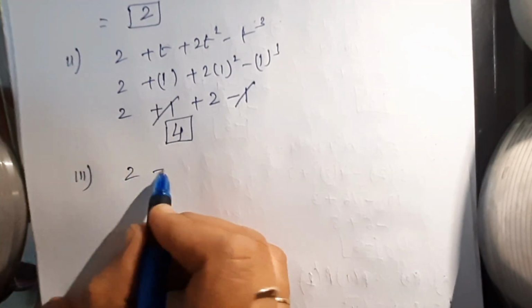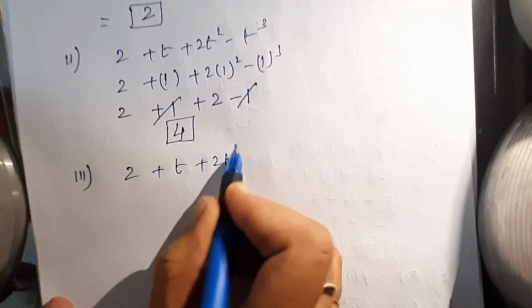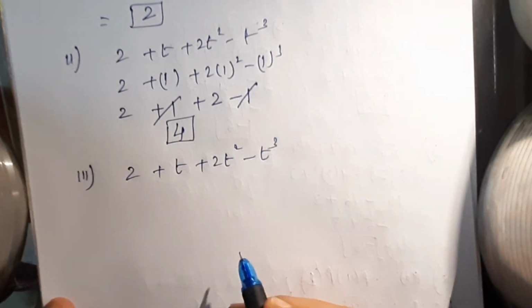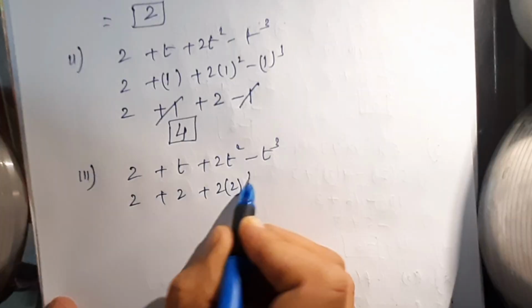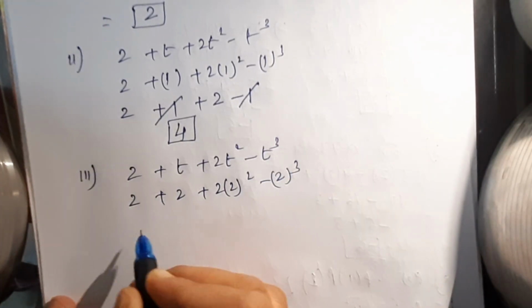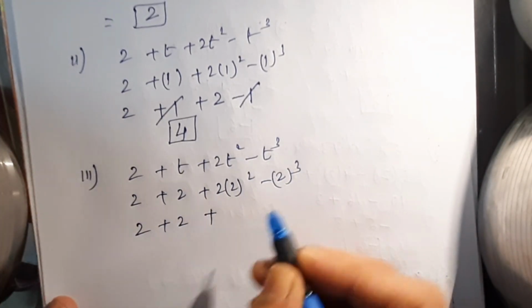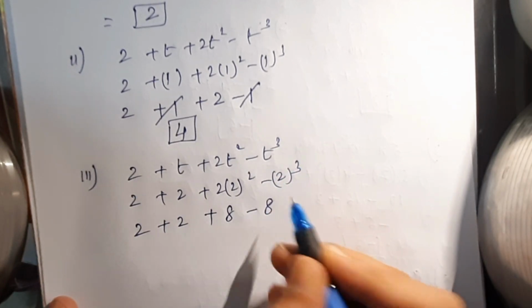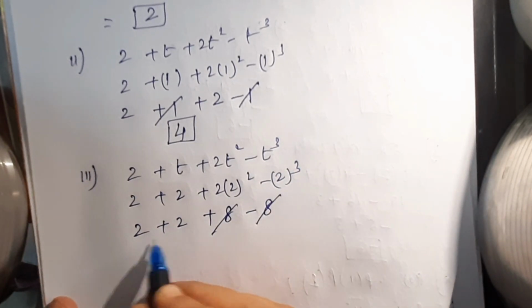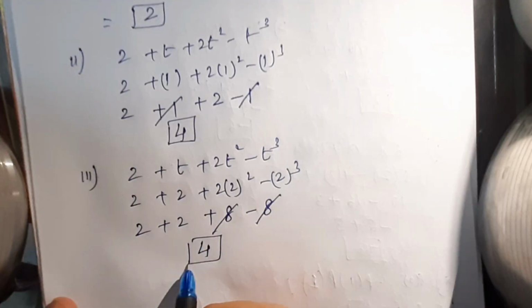Now the third question, where we are replacing t with 2. So here 2 square and 2 cube. 2 square is 4, 4 2s are 8 and 2 cube is also 8. So both will get cancelled. The answer is 2 plus 2, 4.